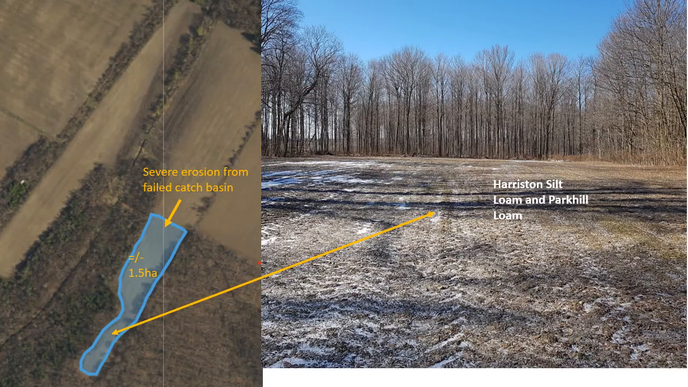In our example, the field we retired from agriculture was approximately 1.5 hectares in size. On three sides, it is surrounded by mature hardwood woodlands. At its narrowest point in the field, it's only 40 meters in width. The Ontario Soil Report identifies the soils here as Harriston Silt Loam and Park Hill Loam. Both soils are well drained and somewhat stony. While relatively flat in this portion of the field, erosion can be an issue on sloped sections of the field.